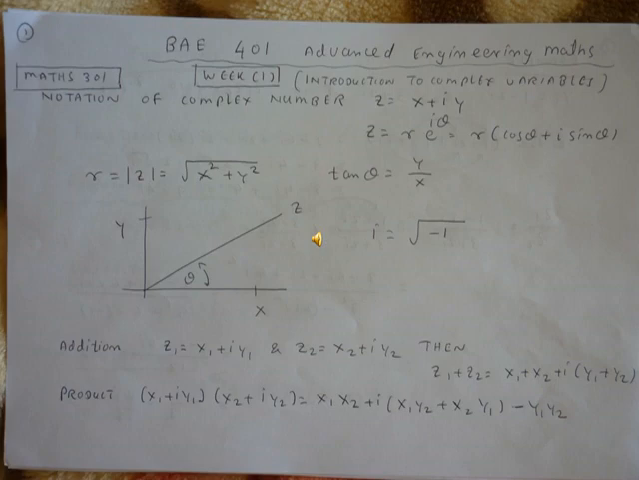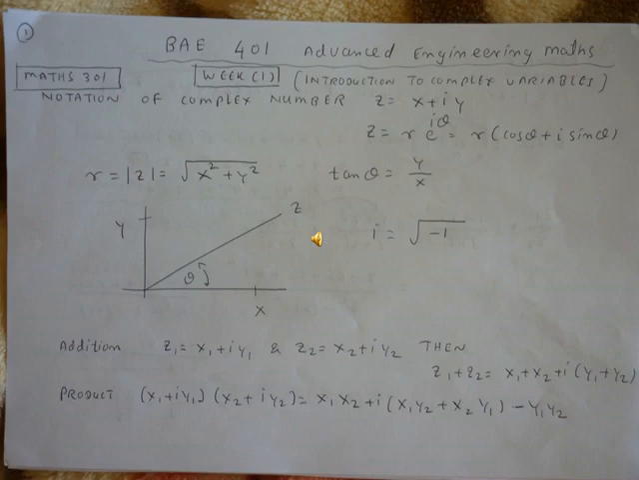The complex number can be represented by the equation z is equal to x plus iy. So in this case, z equal to r e power i theta. So r e power i theta can be rewritten as r cos theta plus i sin theta.